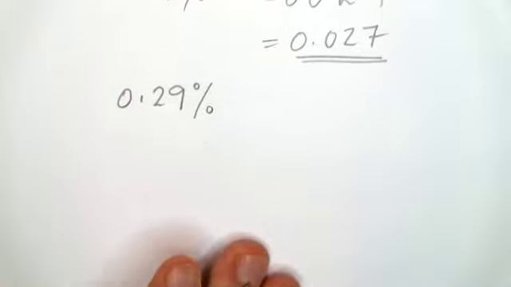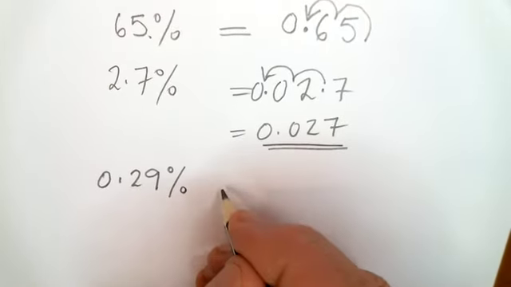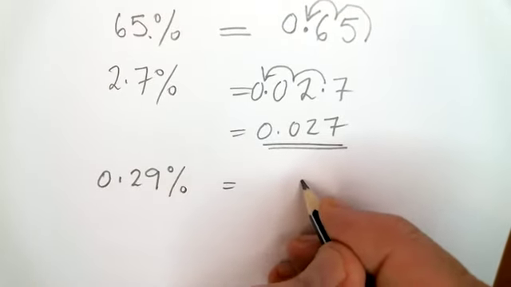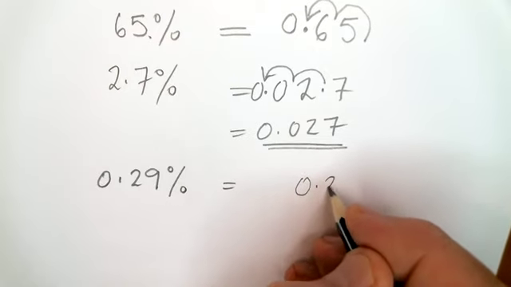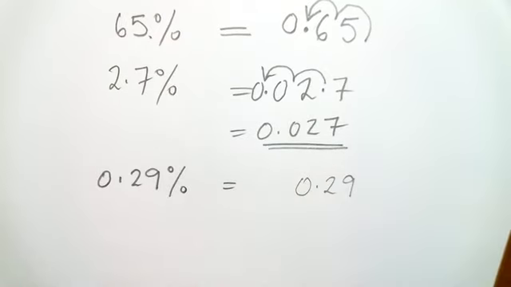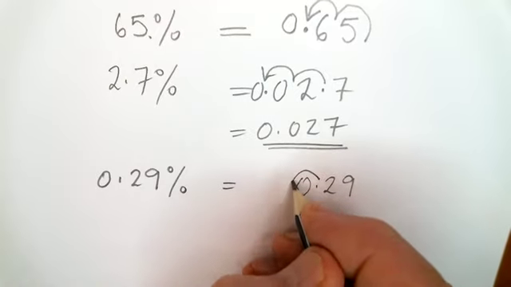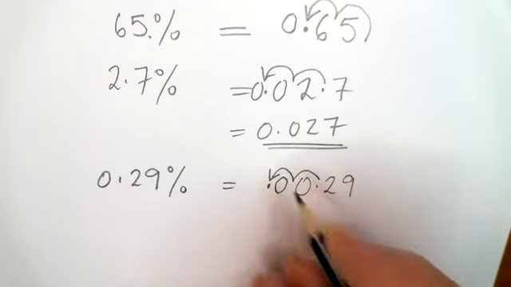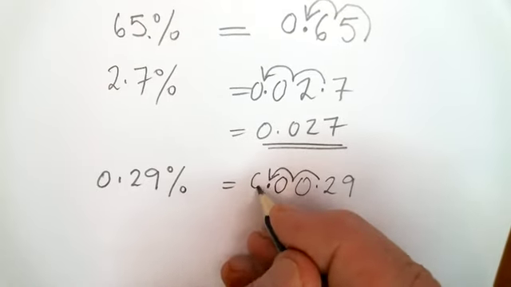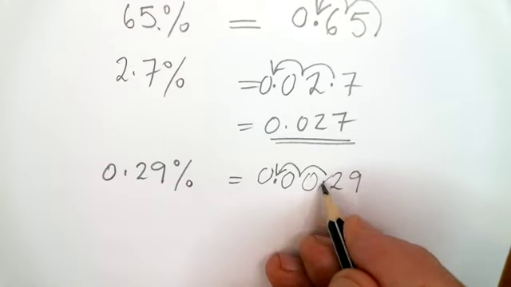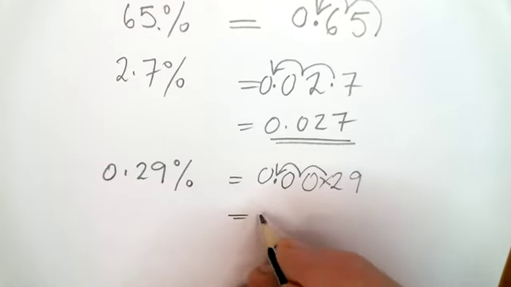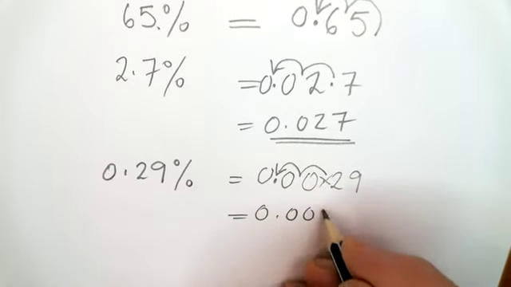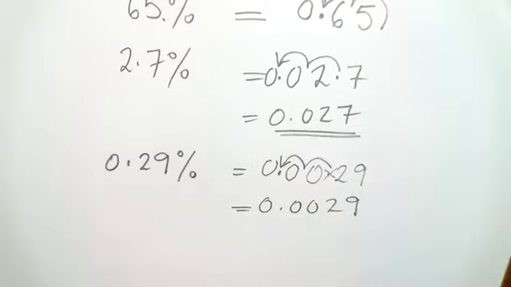And there's our answer. Say we've got 0.29%. Let's change that. So that's going to equal 0.29, over here. And we're going to move the decimal place 2 spaces to the left. Here we go, 1, 2. Here's our new position. I'll put a 0 as a placeholder in the gap, put a leading 0 at the front. That decimal place is no longer current, and the answer is going to be 0.0029.